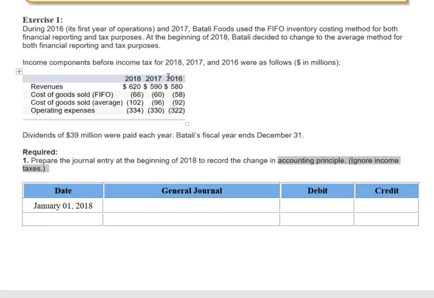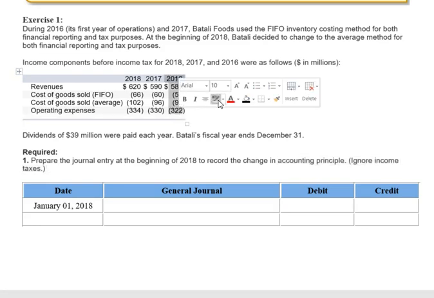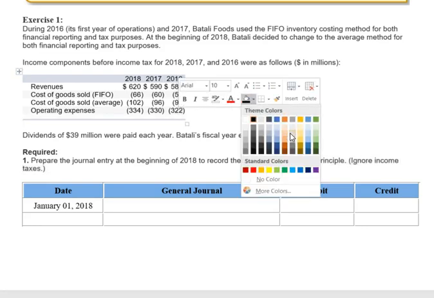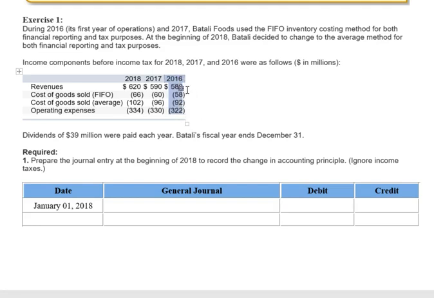So let's start with 2016 as an example here. Now in 2016, we're going to highlight it in blue. So in 2016, we had 580 in revenues. Well, cost of goods sold will not impact revenue, so we know that account's not impacted. But cost of goods sold, we reported it under FIFO. So remember, in 2016 and 17, we were using FIFO, so we reported 58.